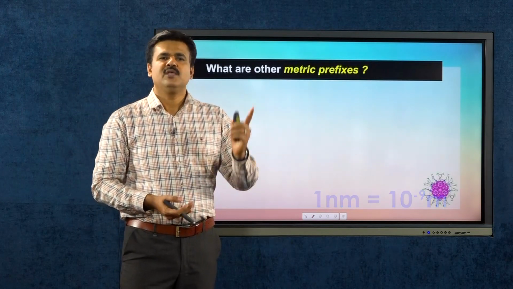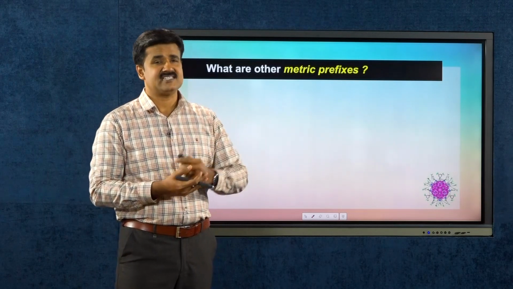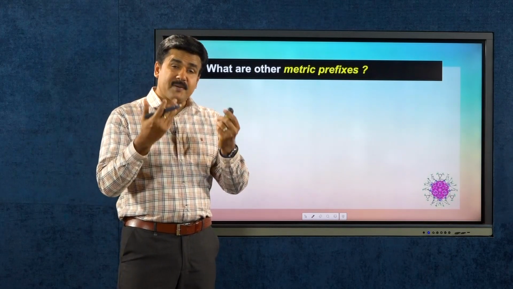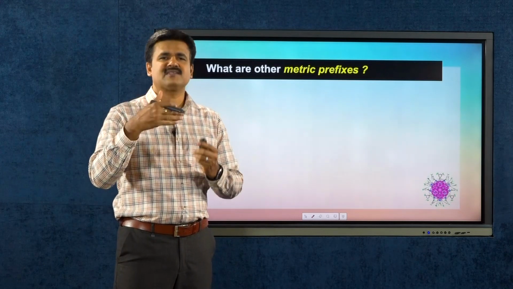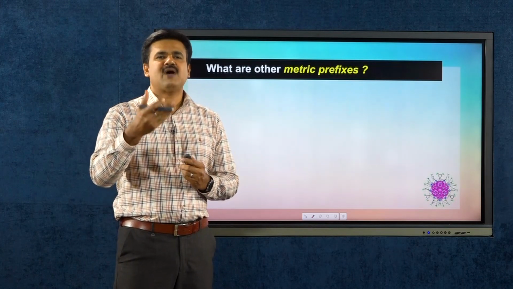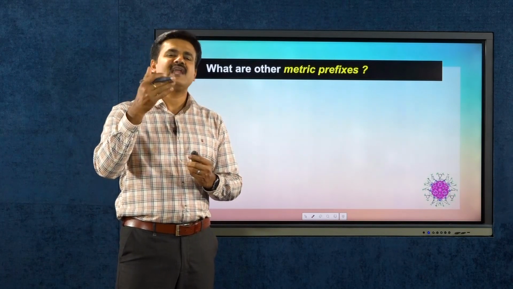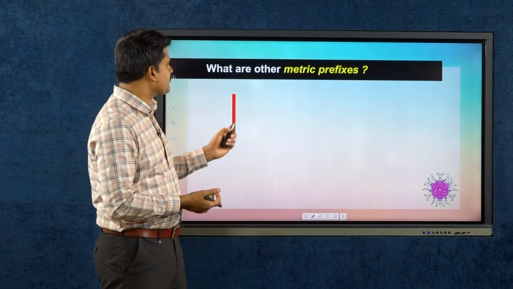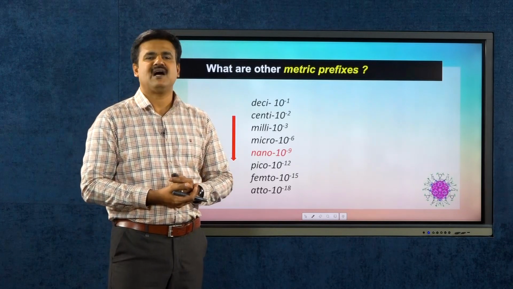Now, you are very much familiar with so many other metric prefixes that I mentioned just earlier. What are such metric prefixes? What is the purpose of using a metric prefix? If you are doing some measurement, and if you wish to increase that quantity, you can use an increasing metric prefix, and you can also reduce that quantity by using a reducing metric prefix. The metric prefixes are like this: deci, centi, milli, micro, nano, pico, femto and atto.